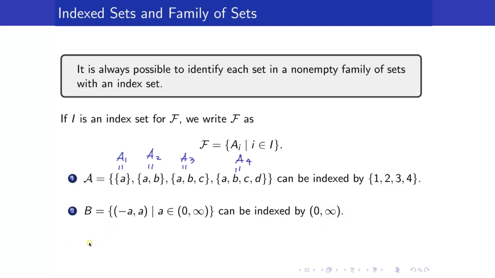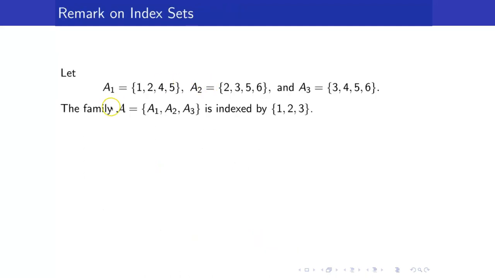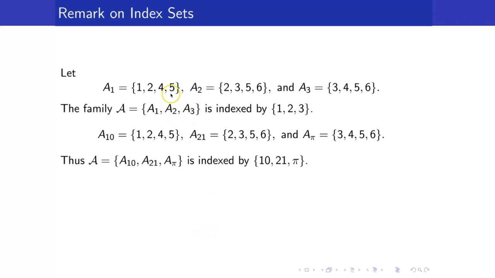Why is that? We can set this interval (-a, a) as A sub a, correct? Where a is a positive number. Suppose that our A sub 1 is this set, A sub 2 is this set, and A sub 3 is this set. The family script A is indexed by 1, 2, 3. Now, suppose that I write the set {1, 2, 4, 5} as A sub 10, this set as A sub 21, and this set as A sub pi. So therefore, we can now view this family as indexed by 10, 21, and pi.